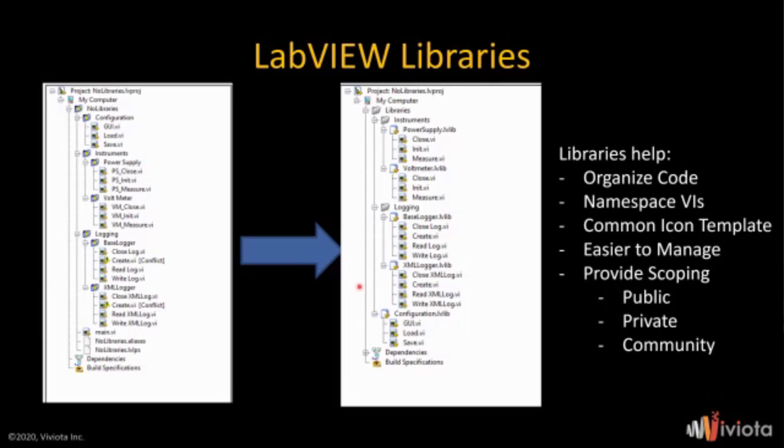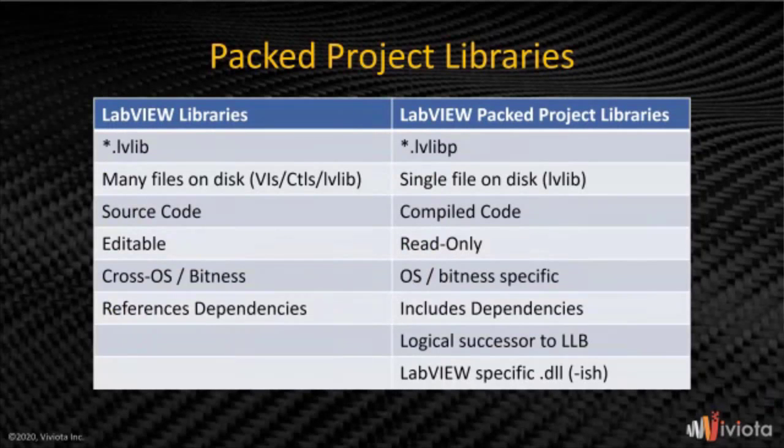And then you also get scoping, which can be really handy as well. So you can create things that are public, so they're available for everyone to use. This is really useful for APIs. You have private things so that only members of that library can access that VI or control, and then you have community, so other VIs that are in the community can work with it. I think I've left one out there as well. I mainly use public and private a lot in my own coding. I don't use the other two very often. Difference between packed project libraries and a regular library.